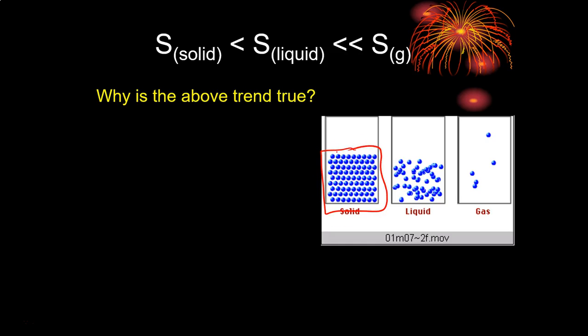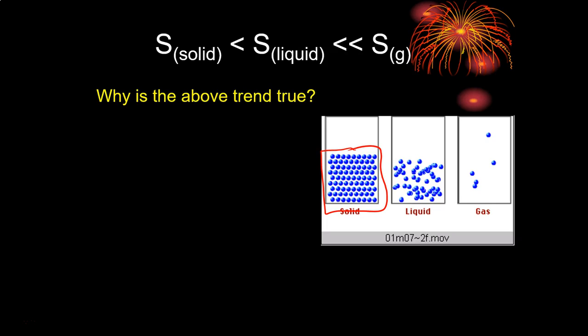I mean, those molecules, they're not moving. They can't move. They're next to each other. They're stacked up. They're in neat rows. They're perfect. Everything is good. It's like a well-organized desk drawer. No entropy there.